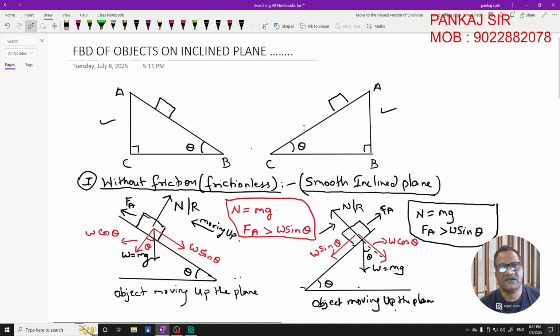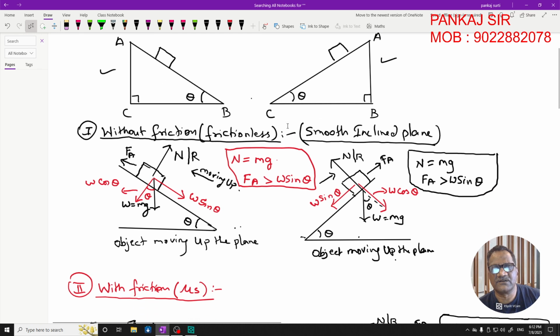Suppose you have an inclined plane which is kept in this way. The left hand side diagram I am first showing you, and the right hand side diagram I have also shown here in parallel, and you will see that whether it is the left hand side or right hand side diagram, it doesn't make any difference. So right now see the left hand side diagram. This is your FBD diagram.